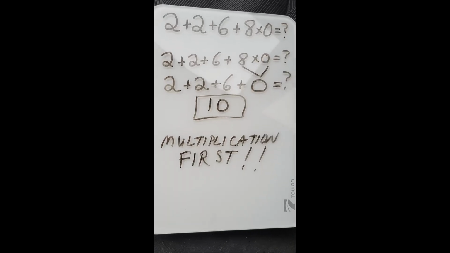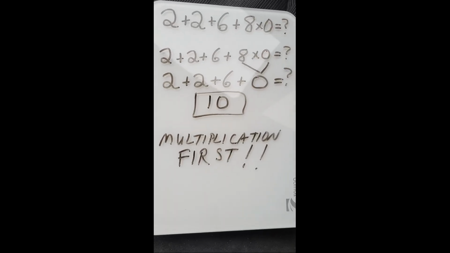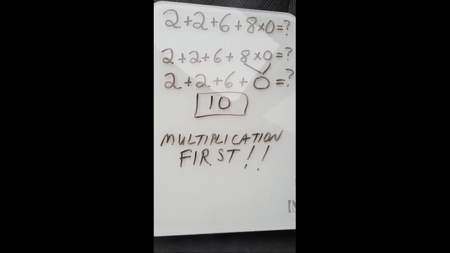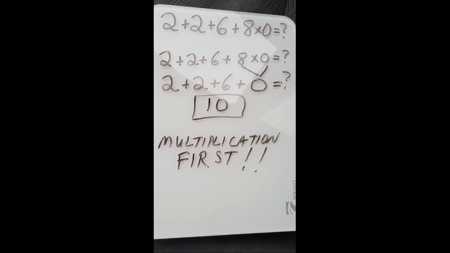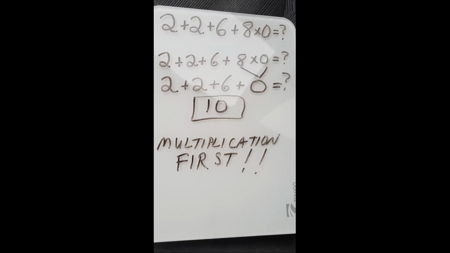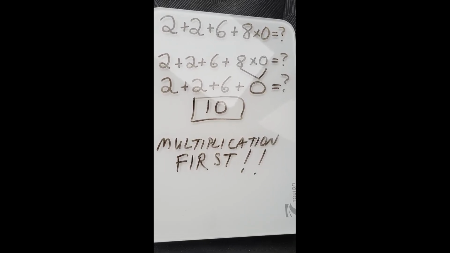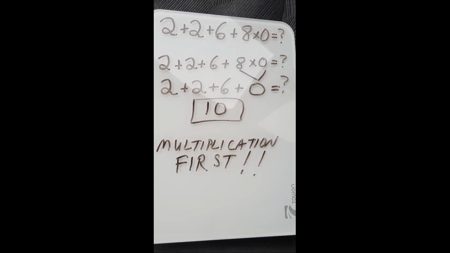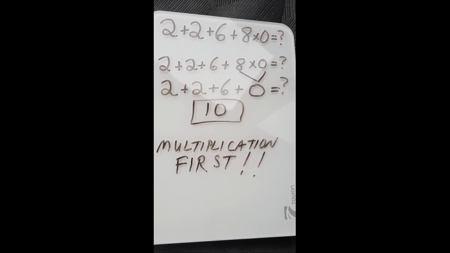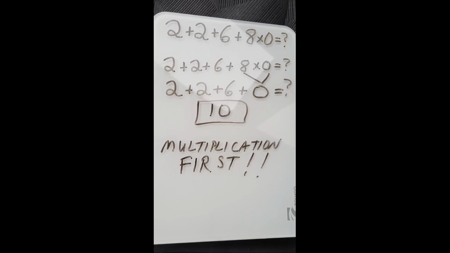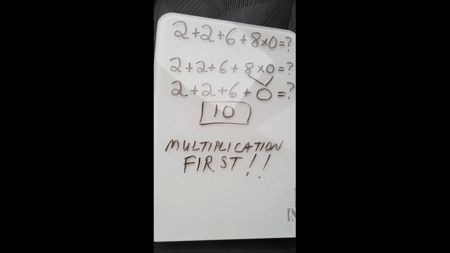2 plus 2 plus 6 plus 8 times 0 equals what? Multiplication is first. Remember order of operations. The only multiplication is 8 times 0. 8 times 0 is 0, and then it's 2 plus 2 plus 6 plus 0. And your answer is 10.